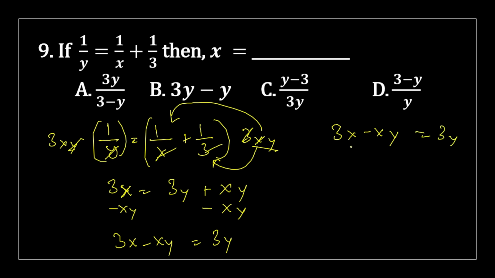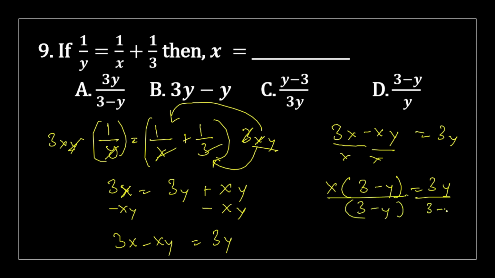Let's factor this out. The common monomial factor is x. So we have x multiplied by 3 minus y equal to 3y. Now let's divide both sides by 3 minus y. So the value of our x is 3y over 3 minus y. And that is letter A.